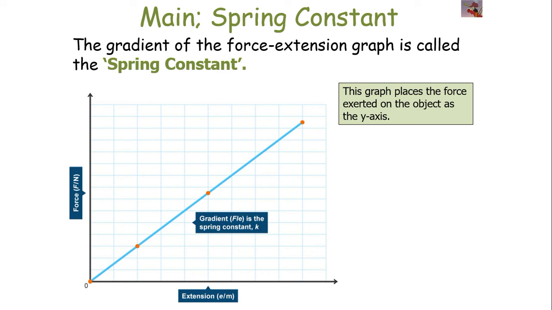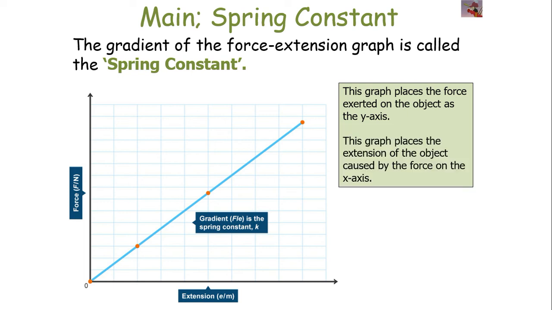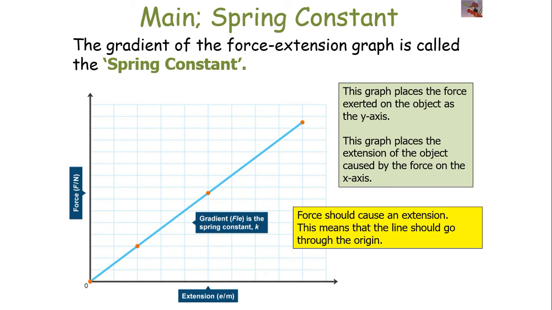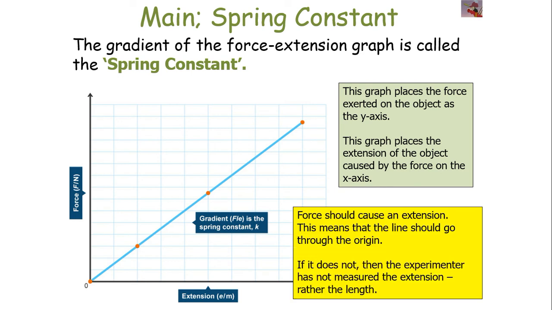The gradient of the force extension graph is called the spring constant. Now, this graph places the force exerted on the object on the y-axis. It places the extension caused by the deforming force on the x-axis. Now, the force should cause extension, which means the line should go through the origin. Remember, if it doesn't, the experiment has not measured extension, they've measured length.